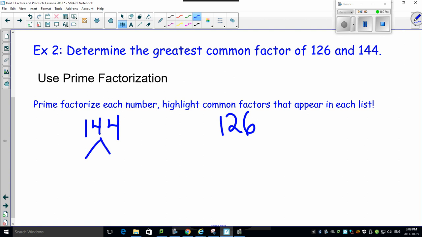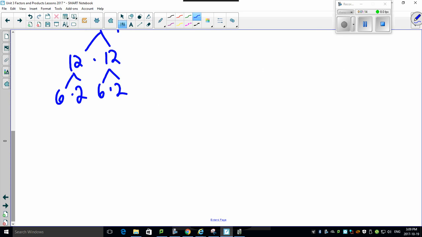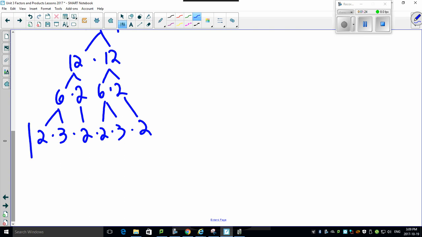Now, 144 is easy because I know that that is 12 times 12. 12 times 12, you can break that down again to 6 times 2 and 6 times 2. How lovely. And keep the factor tree going by going, okay, that's 2 times 3 times 2. That is 2 times 3. And there's that last 2 there. So there's the prime factorization of 144.